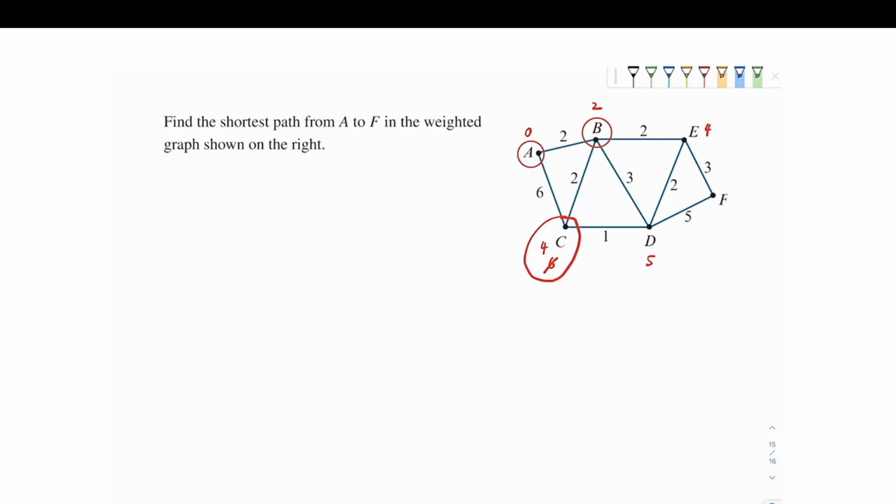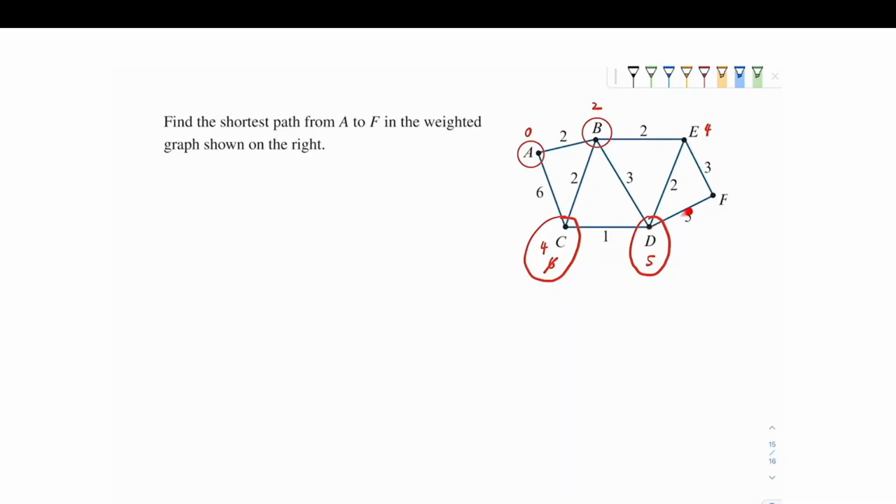So basically, from this point onward, we can circle 5, because that is the vertex with the lowest number assigned to it. And then from D, we scan the vertices. So we've got E, and we've also got F. So over here we've got 5, and if we add on 2 to get to E, that gives you 7, and 7 is actually greater than 4, so we don't change that at all. Okay, so we leave that alone.